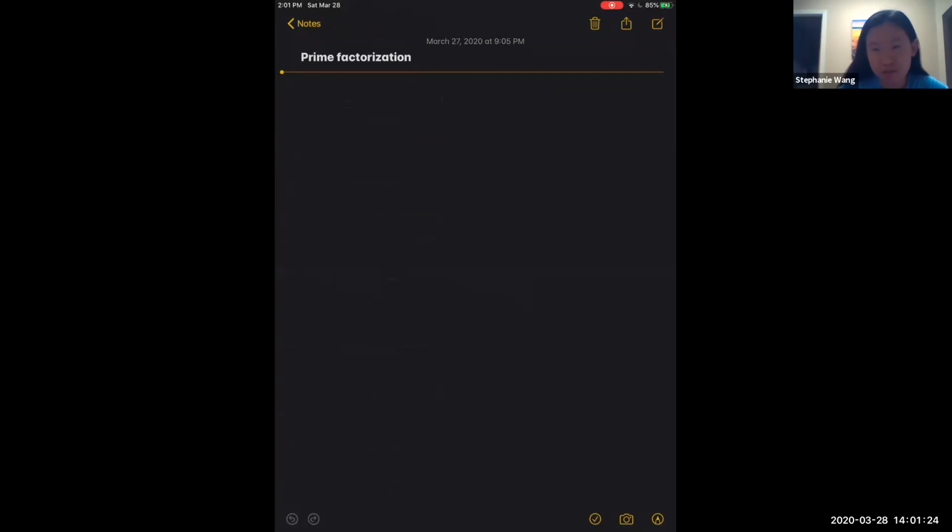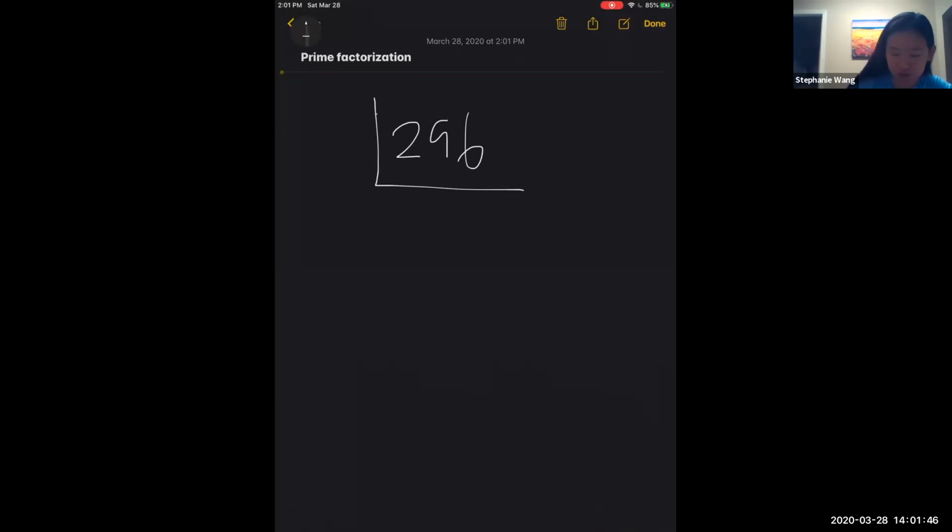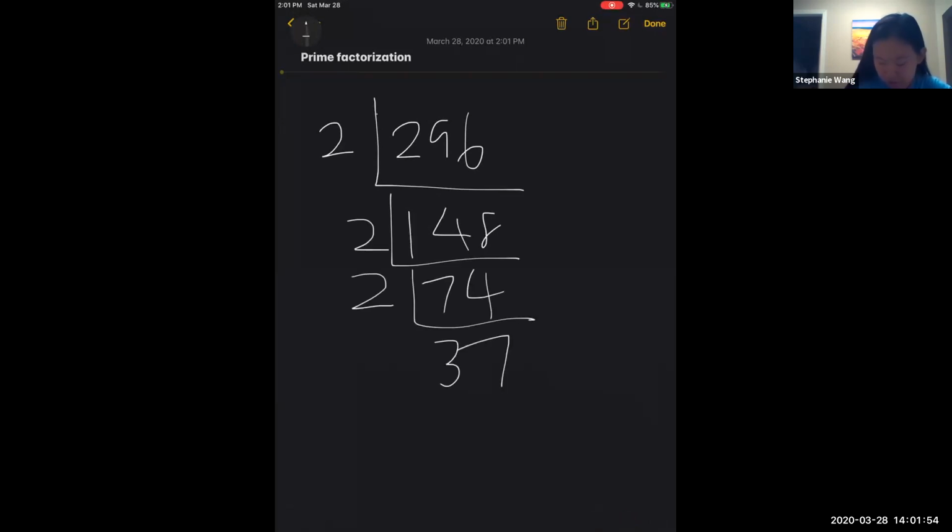The fundamental theorem of arithmetic states that every integer can be factored into its unique prime factors. For example, to prime factorize a number like 296, we go through each of the prime factors that we know it can divide into. We start with 2 and get 148, then 2 again and we get 74, and 2 again and we get 37. So the prime factorization of 296 is 2 cubed times 37.